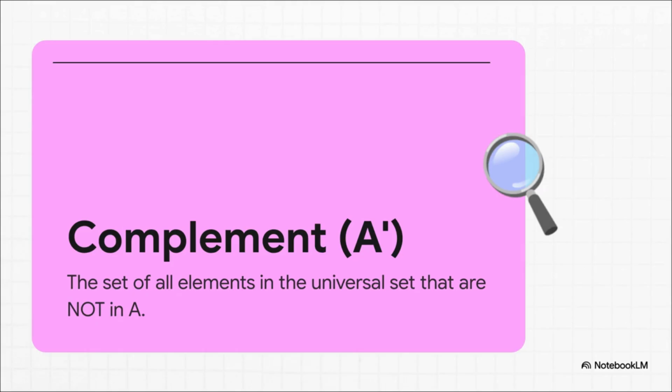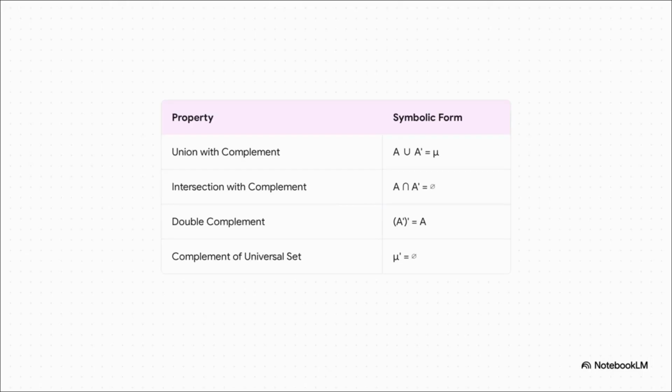Simple as that. Now, complements have some really useful properties. For example, if you combine a set with its complement, you get the entire universe. If you look for the overlap between a set and its complement, you get, well, nothing. But I want you to pay close attention to this third one, the double complement. If you take the complement of a complement, you just end up right back where you started, with the original set A. Trust me, this little trick is going to be our best friend in a few minutes.